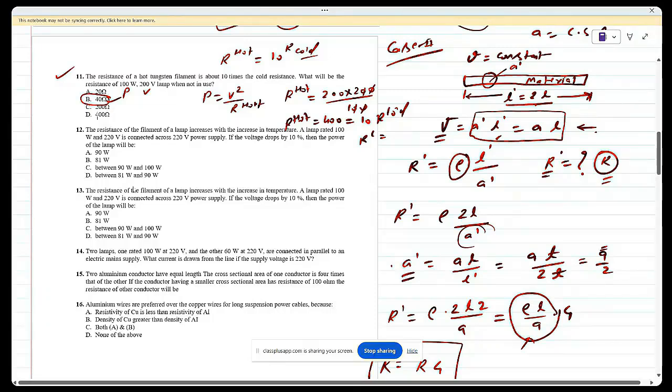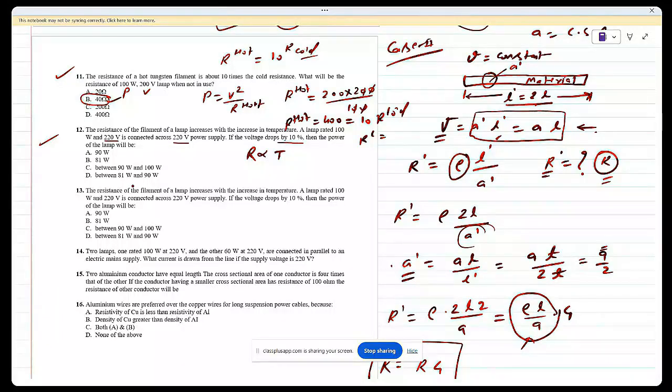The resistance of the filament of a lamp increases with increase in temperature. Okay, no issue. It means resistance is increasing with increase in temperature. Resistance and temperature are directly proportional. A lamp rated 100 watt 220 volt is connected across a 220 volt power supply. If the voltage drops by 10%, then the power of the lamp will be. Okay, so it is saying that resistance is proportional to temperature. No problem.